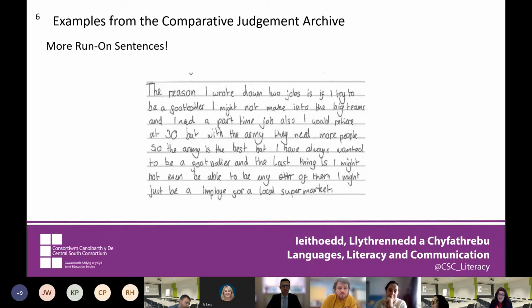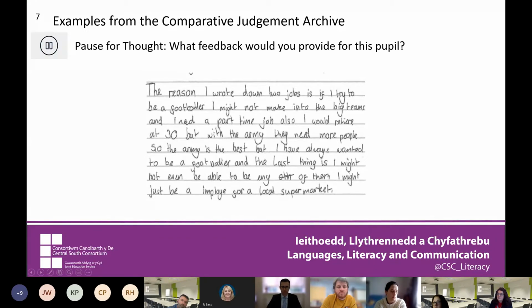So this time, you can see that even when the pupil has written in more detail, the sense is still hindered by the lack of punctuation and the lack of variation in sentence structures. So pause for thought. What feedback would you provide for this pupil? You can pause the video if you're watching retrospectively.